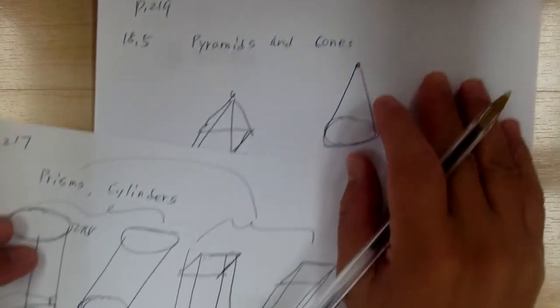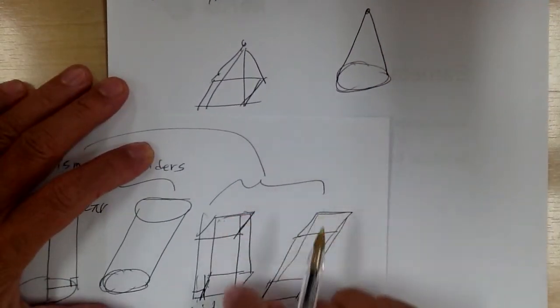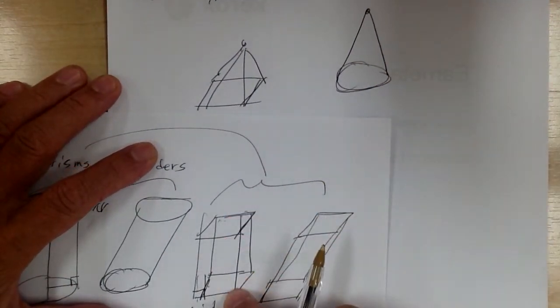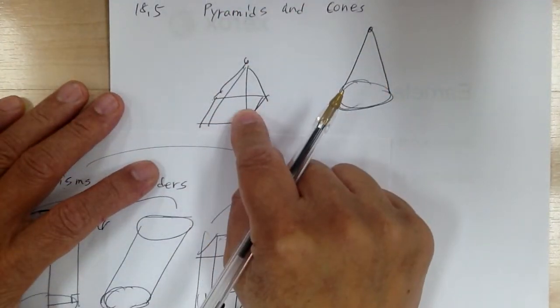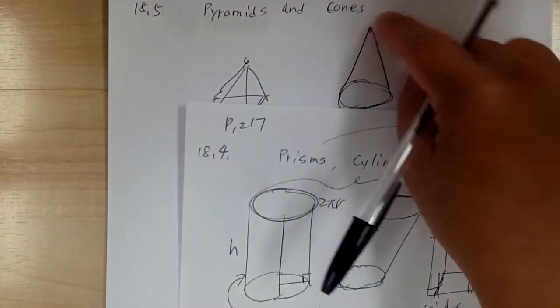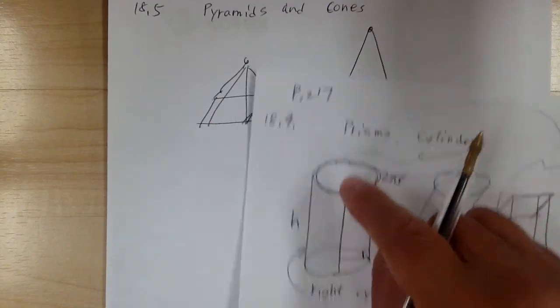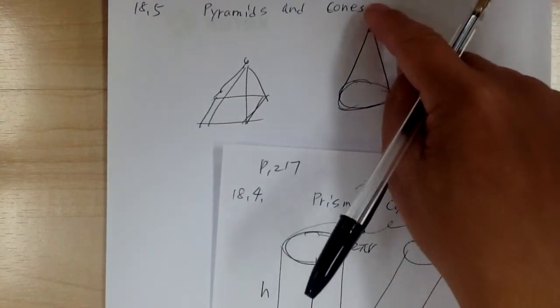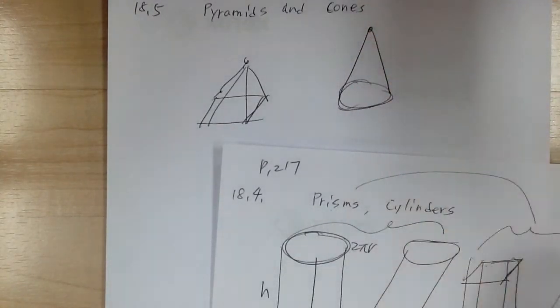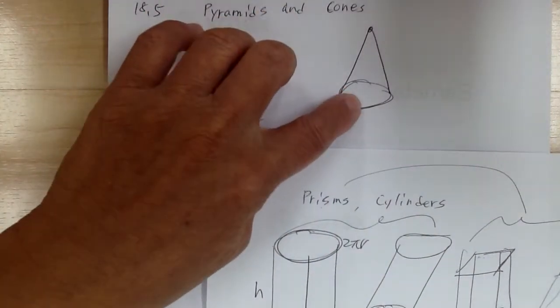So the prism, you got two bases. You have the top base and the bottom base. The pyramid, you only have the base on the bottom. Same thing with the cone and the cylinder. Cylinder, you have the base on the top, you have the base on the bottom, and the cone, you have one point, and you have the base on the bottom.